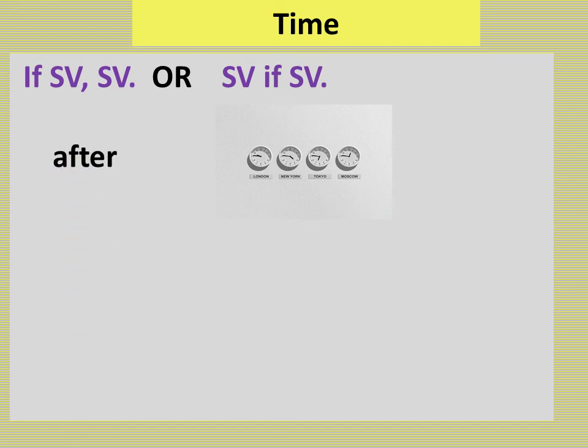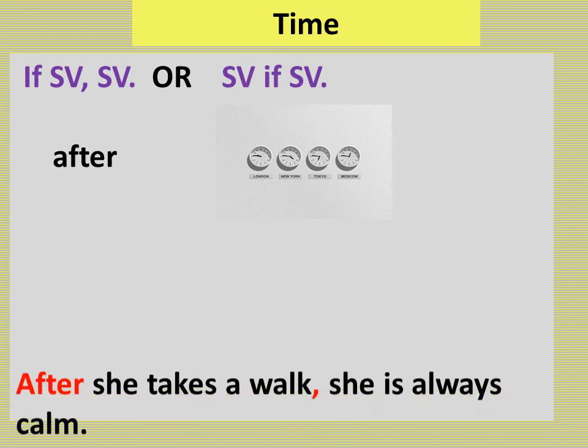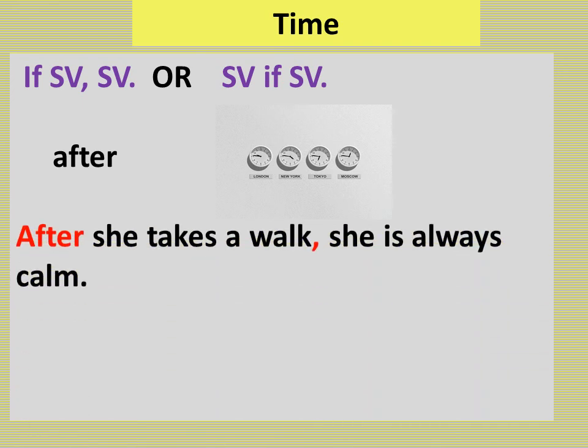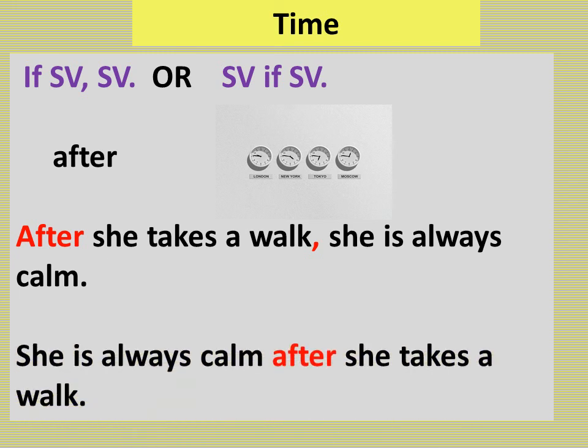Let's use the subordinating conjunction after. After she takes a walk, comma, she is always calm. So it's after subject verb, comma, subject verb. And of course, you already know you can flip this. She is always calm after she takes a walk. And you should know by now why there's no comma.